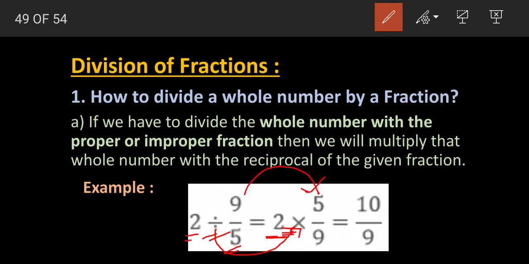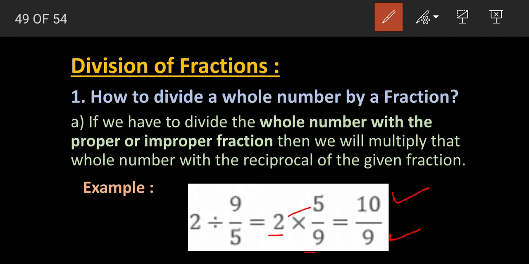After that you have to write the reciprocal of the fraction. Here the fraction is 9 by 5, so you have to change that to its reciprocal, so it becomes 5 by 9. You just have to swap the numerator and denominator. After that you get the multiplication of the whole number with the fraction, so multiply the whole number and numerator. So 2 fives are 10, divided by the same denominator, that is 9.